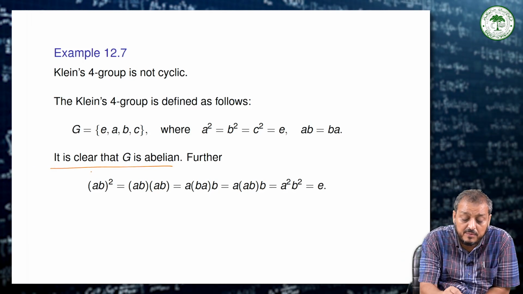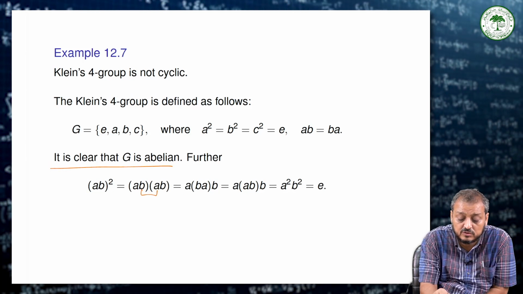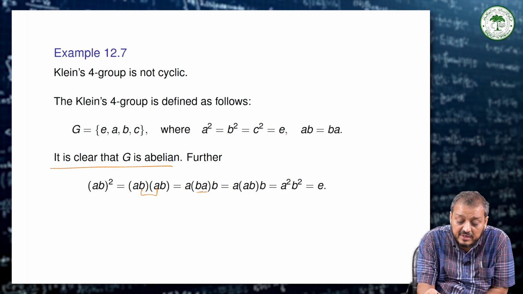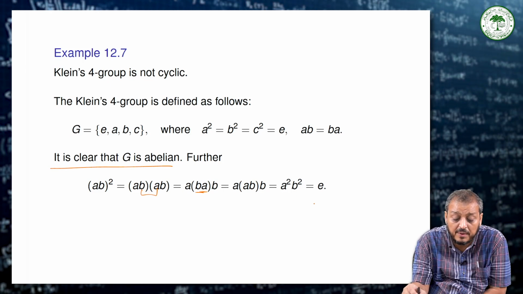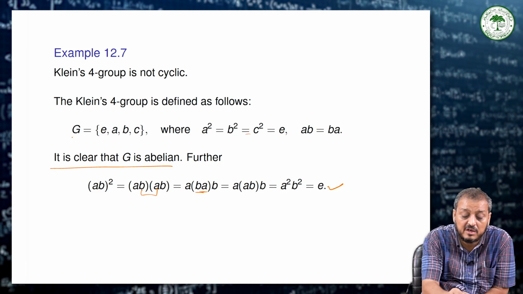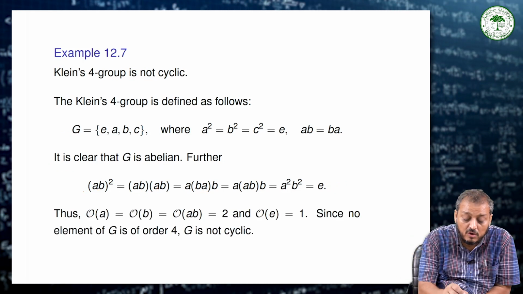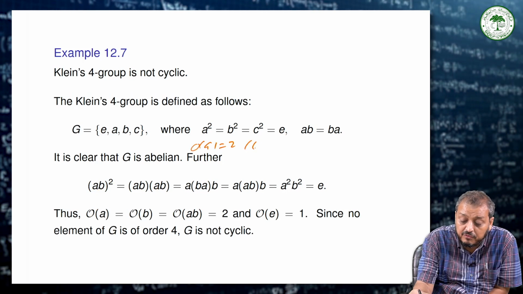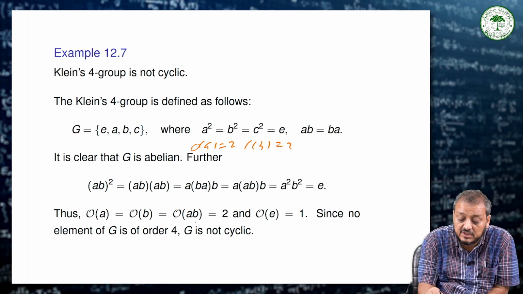Further, if we take AB squared, it can be written as AB into AB, we use the associativity. Then we apply commutativity because it is an abelian group. So, A squared, B squared, and then A squared B squared is equal to identity. So, if A and B are elements of this G, then order of AB is equal to 2. So, order of A is equal to 2, order of B is equal to 2, and order of AB is also equal to 2.